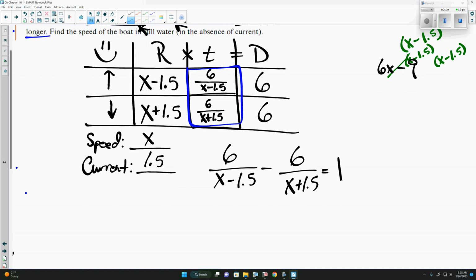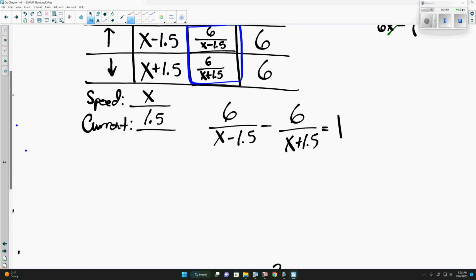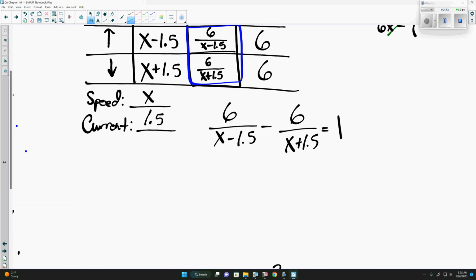Because if we add it to both sides, we'd have really the setup like this. Or if we add 1 hour to going down the stream, it'll be the same amount of time as going up. Or really, if we subtracted from going up, we should have the same thing.